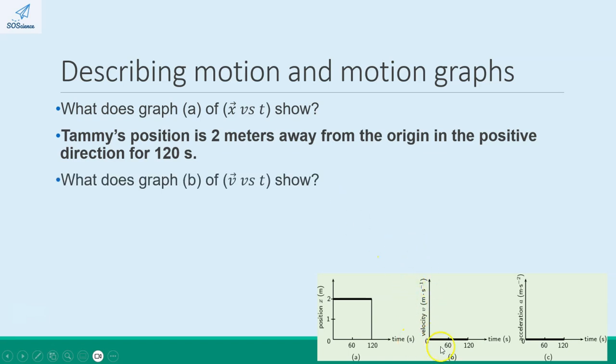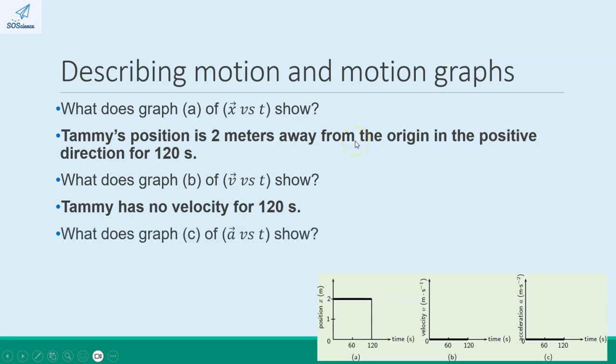What does the v versus t graph show us? Well, it shows us that Tammy has no velocity for 120 seconds, and the a versus t graph shows us that Tammy had no acceleration for 120 seconds.